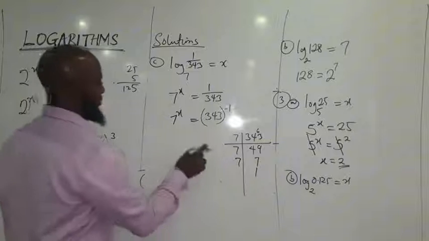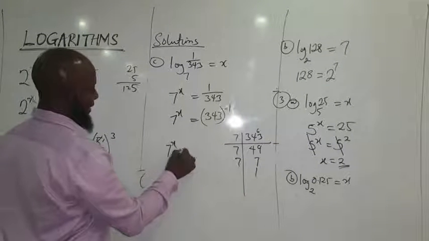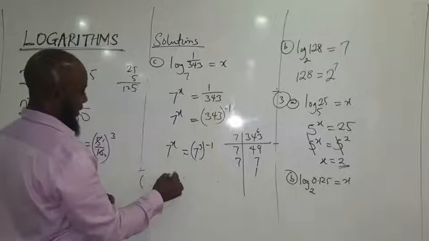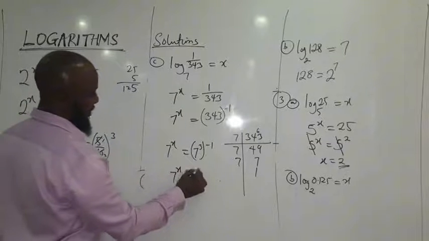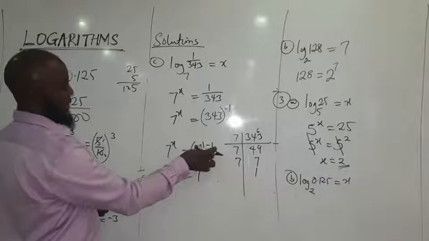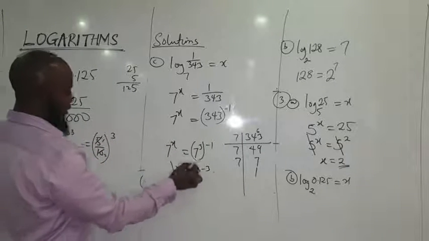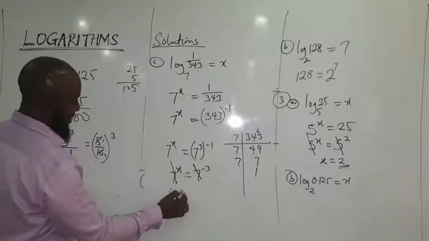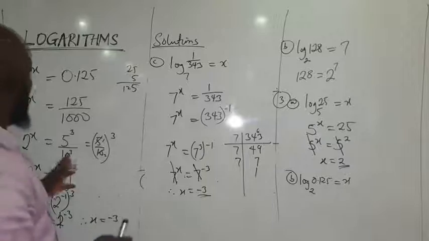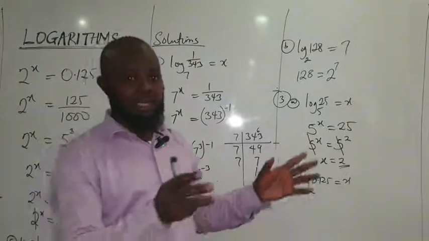Are you with me? So that means 7 raised by x equals what? 7 raised by 3, everything raised by minus 1. That is 7 raised by x equals 7 raised by minus 3. Power raised to another power, you multiply the powers, right? So this 7 will cancel this 7. Therefore, x will then be equal to minus 3. So that is the relationship between logarithm and indices.